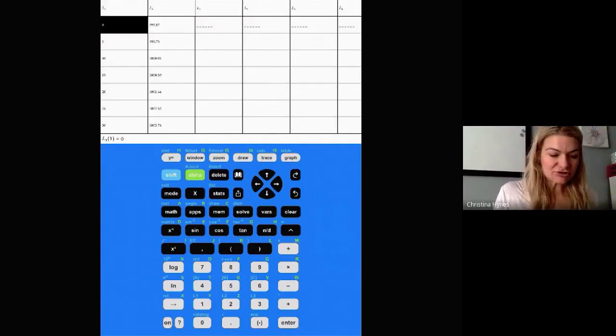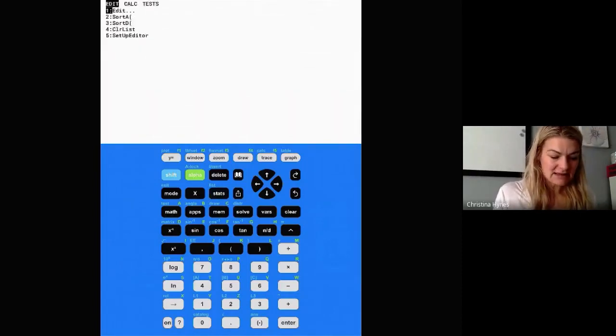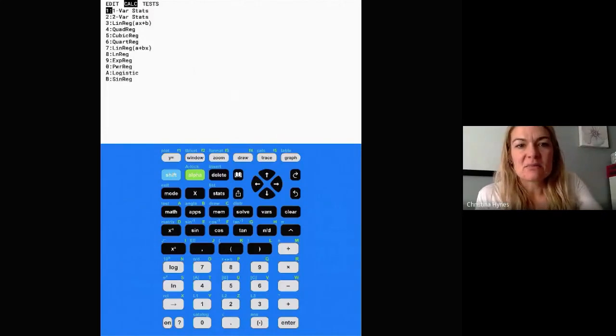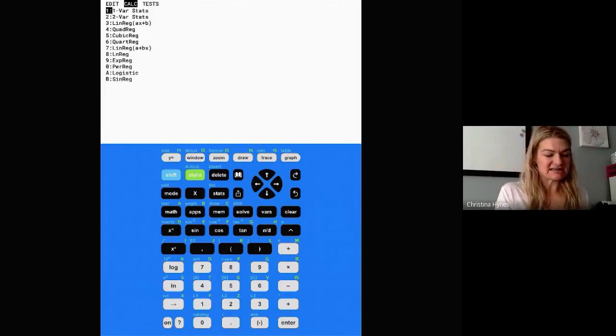Once you have entered your data into L1, L2, then you're going to press Stat. You're going to go to the right where it says Calc. So I'm pressing the arrow until it says Calc. And then I'm pressing, in my case, cubic regression, because it says that it wants it as ax cubed, to the power of 3. For you guys, I'm just checking, you should be pressing number 6 on your calculator.